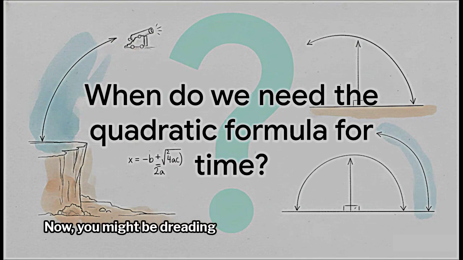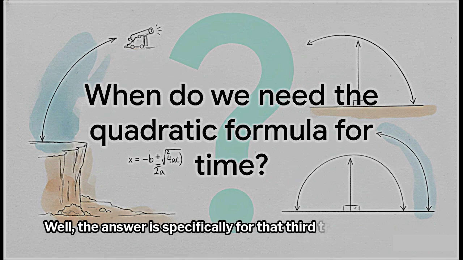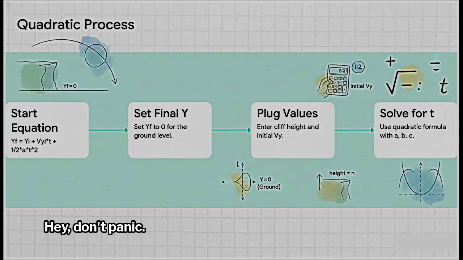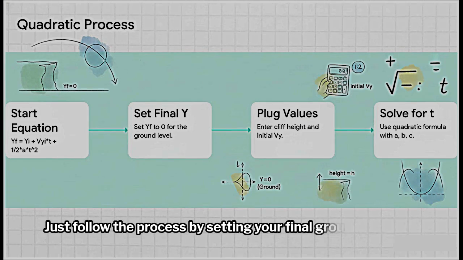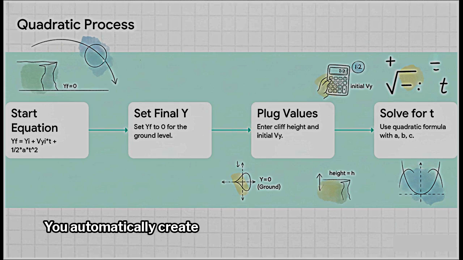Now, you might be dreading this part, but the real question is, when do you actually need to use the quadratic formula? Well, the answer is specifically for that third trajectory type we just talked about. You need it for the asymmetrical cliff angle launch, simply because your initial starting height and your final landing height are different. Hey, don't panic, just follow the process. By setting your final ground position to 0 and your initial position to the exact height of the cliff, you automatically create a standard quadratic equation. From there, it's really just plugging your variables into the classic -b plus or minus the square root formula. You're basically just letting the math do all the heavy lifting to find the time, t.